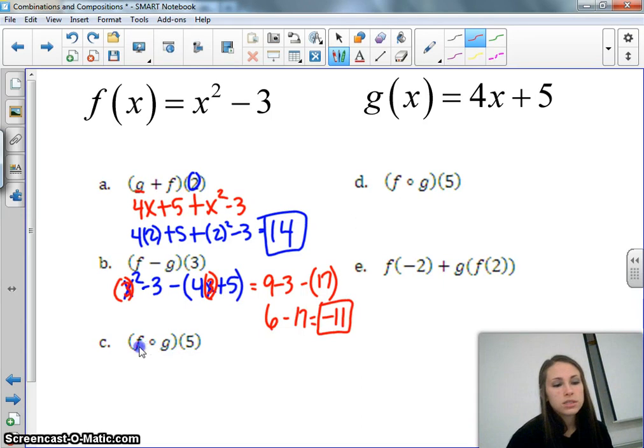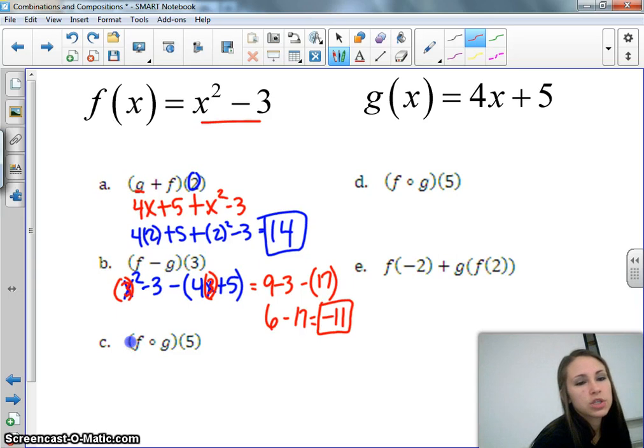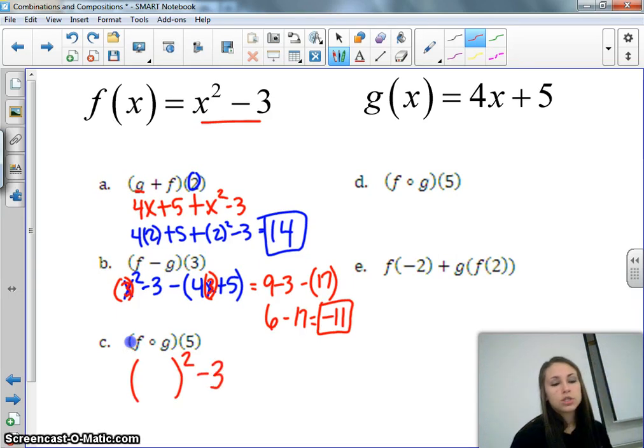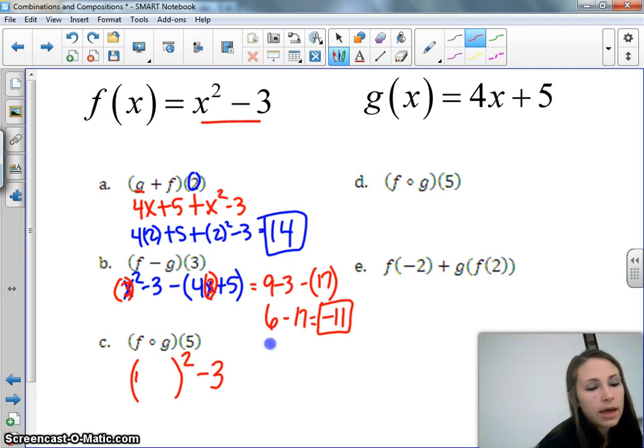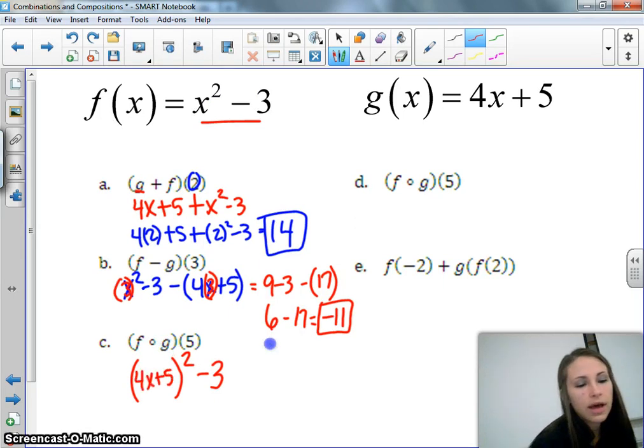Now, part C, this is a composition. What this notation means is that f is my outside function, and g is the one that I'm plugging into f. So when I do these, I look at my outside function, which is x squared minus 3. And everywhere there's an x, I put a big parentheses. So big parentheses squared minus 3. If I put my x there, I would just have x squared minus 3. So here's my outside function. My inside function is g, and so that is 4x plus 5.